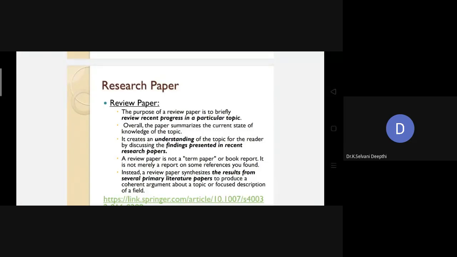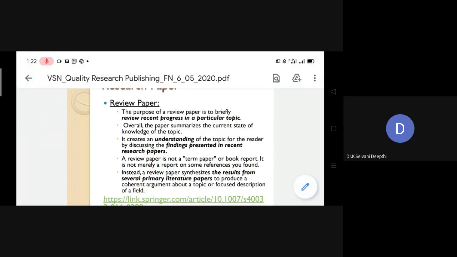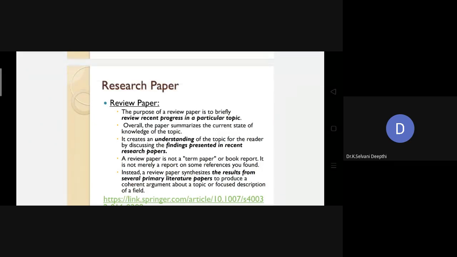So if you form the table, after that you can make everything. So first we have to write the abstract. I will go in detail about paper content and so on. So is it clear to all about review paper?